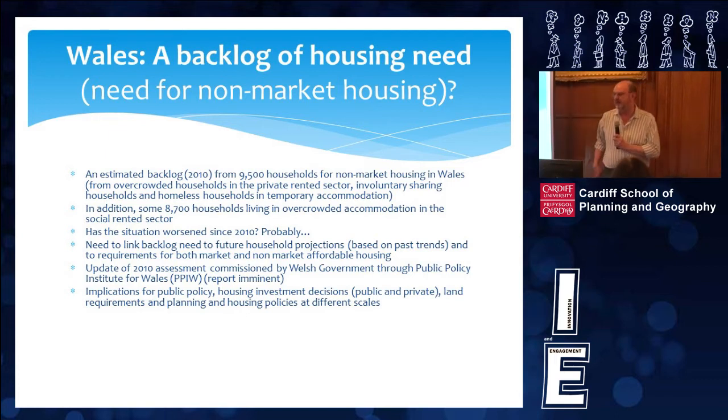What do we know about the backlog? Well, back in 2010, academics at Cambridge University suggested there was a backlog of need from about 9,500 households across Wales for non-market affordable housing: people living in overcrowded conditions, people who are involuntarily sharing, and homeless households in temporary accommodation. In addition, there were roughly 8,700 households living in overcrowded accommodation in the social rented sector. And to be honest, I don't think the bedroom tax or the surplus room subsidy has actually helped to address that issue.